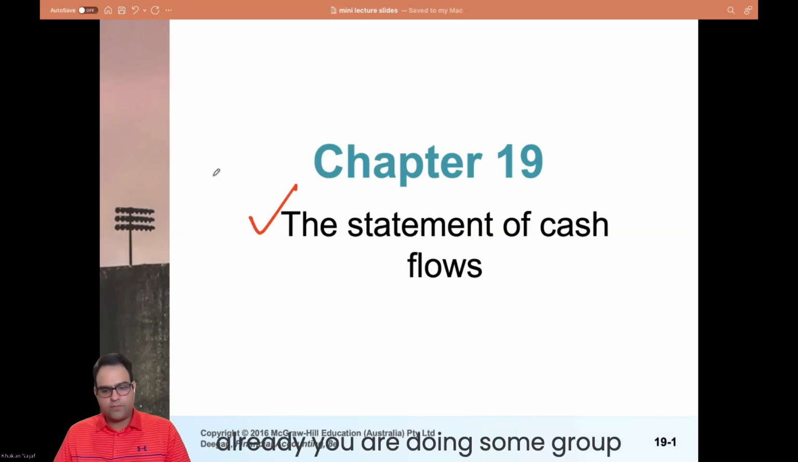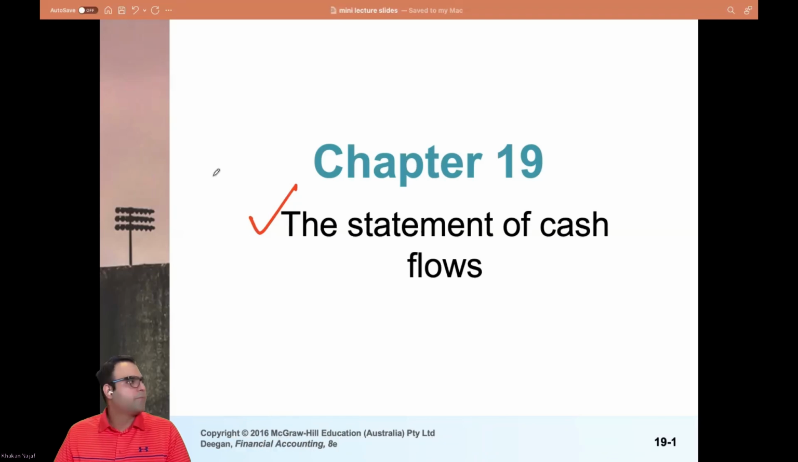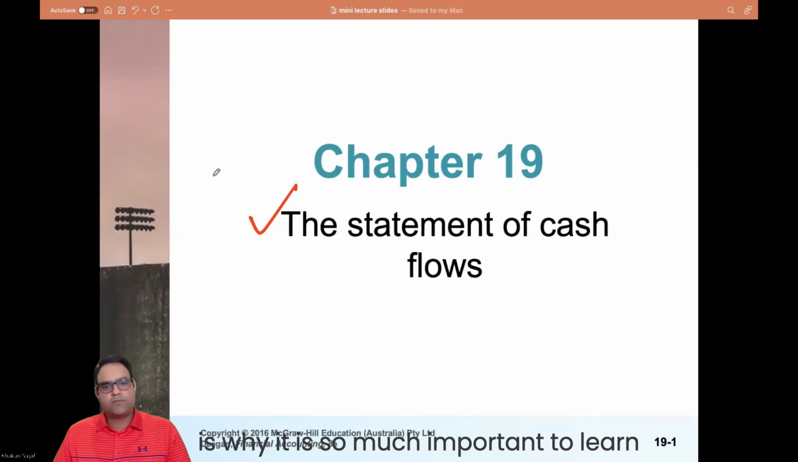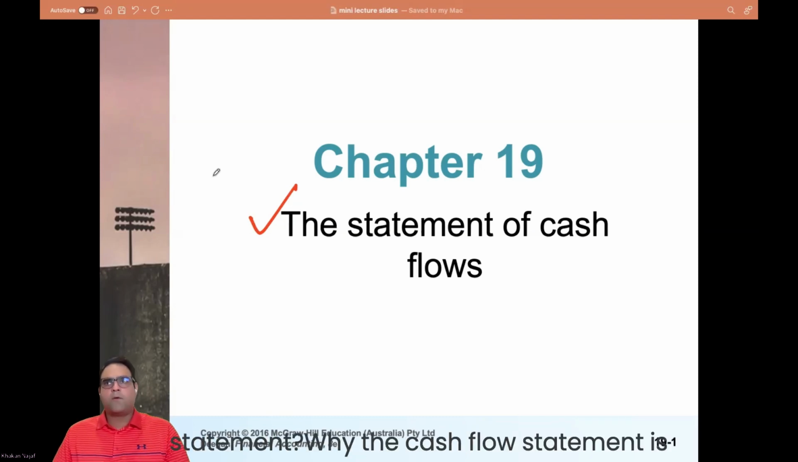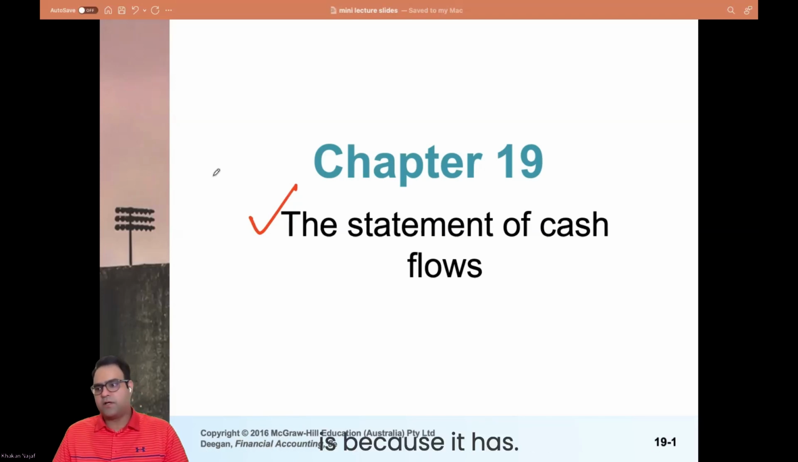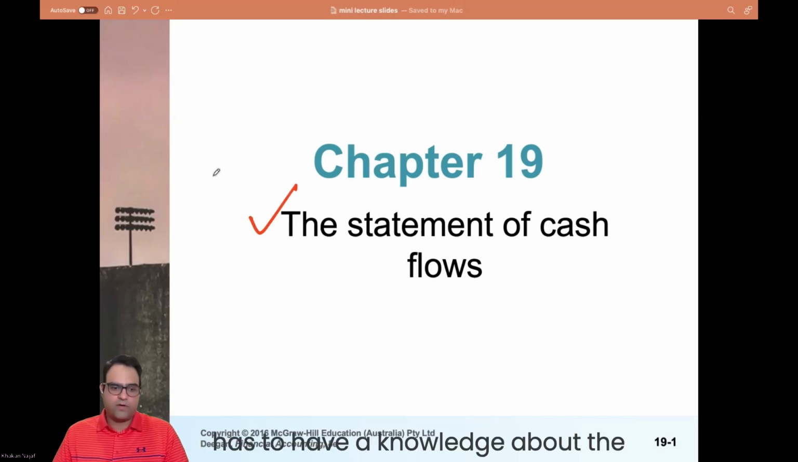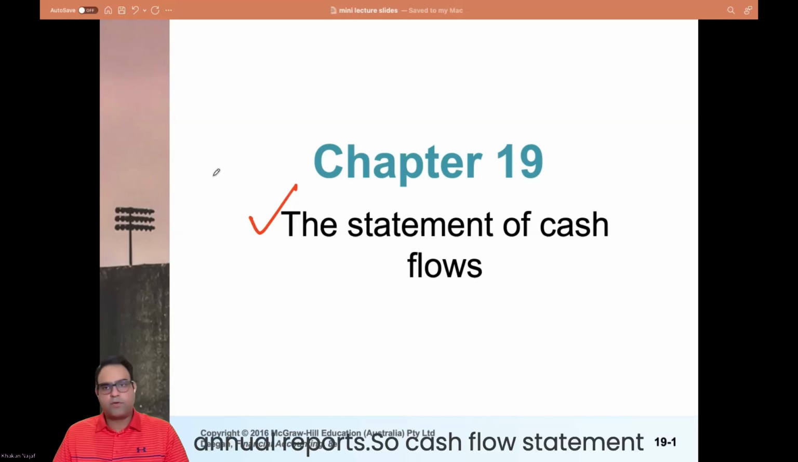You are already doing some group assignments, so you have an idea of how the cash flow statement looks. Now, the discussion is why it is so important to learn about the cash flow statement, and how to prepare it. The cash flow statement is in FA3, Financial Accounting 3, because as a student, you have to have knowledge about the annual reports.